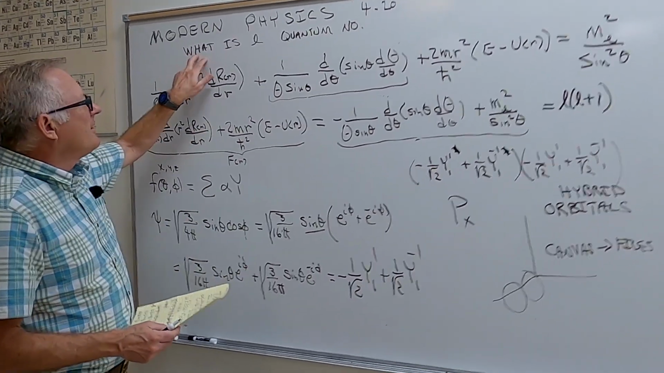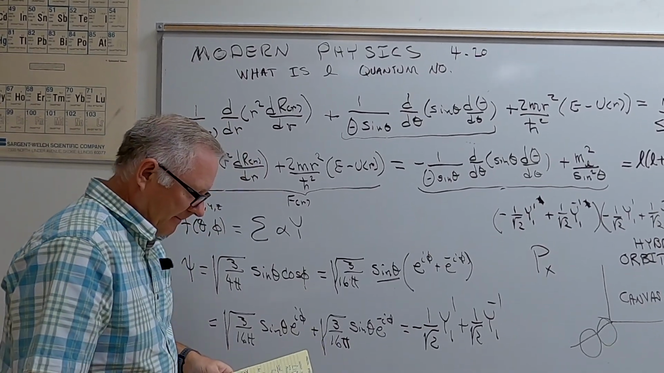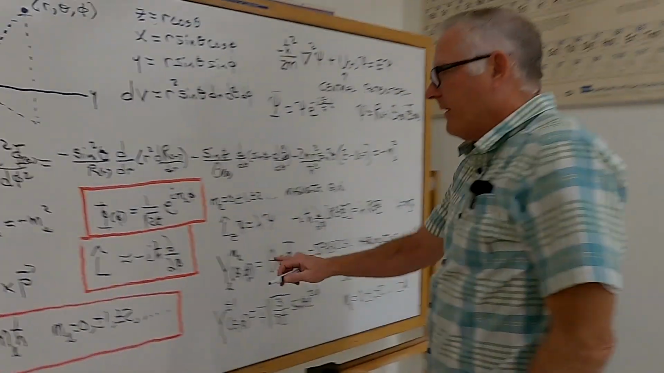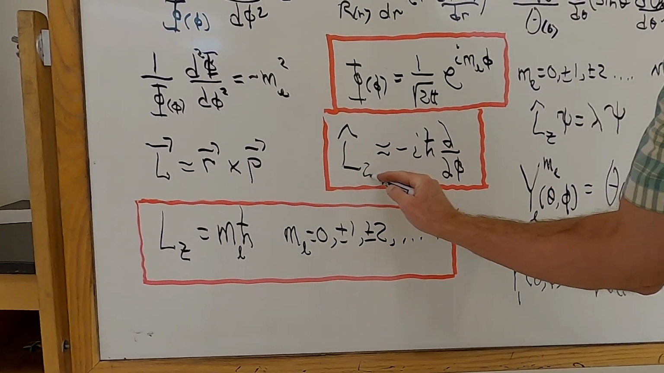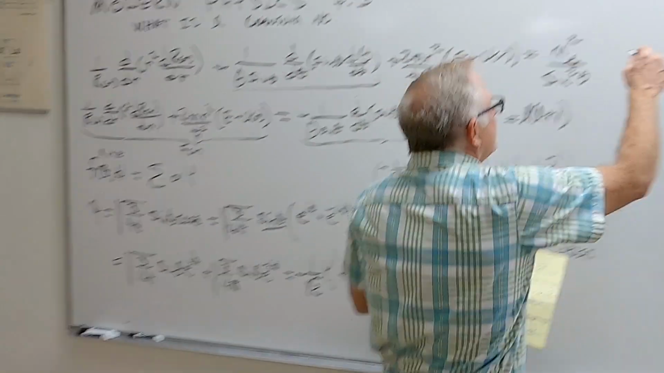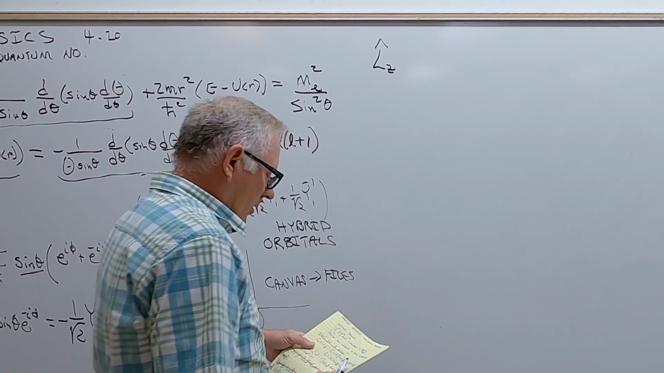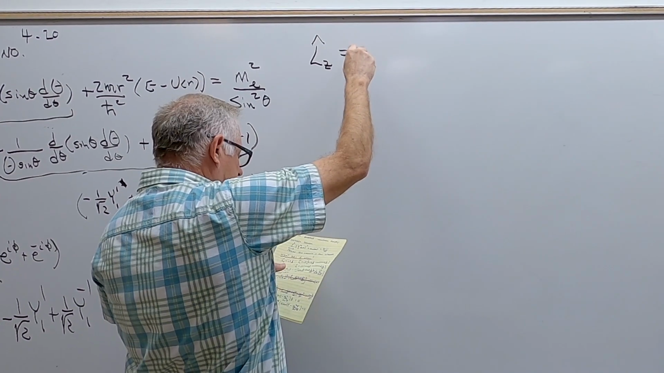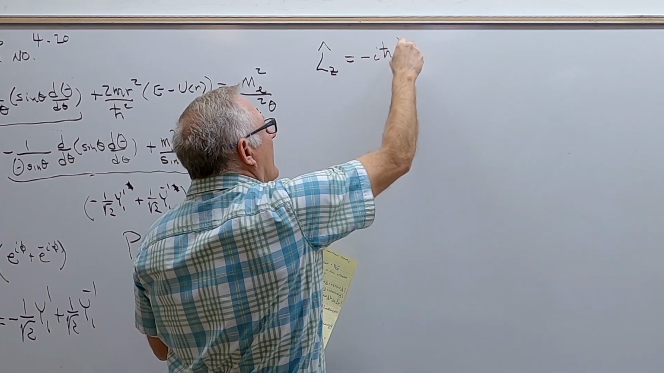Okay, so what I wanted to talk about now is what is the L quantum number? What is that right there? Well, we already said what Lz was. Lz is this. This is the L, I should put a Z there. That was the Z component. So the Z component of my operator is minus i h bar partial with respect to phi.